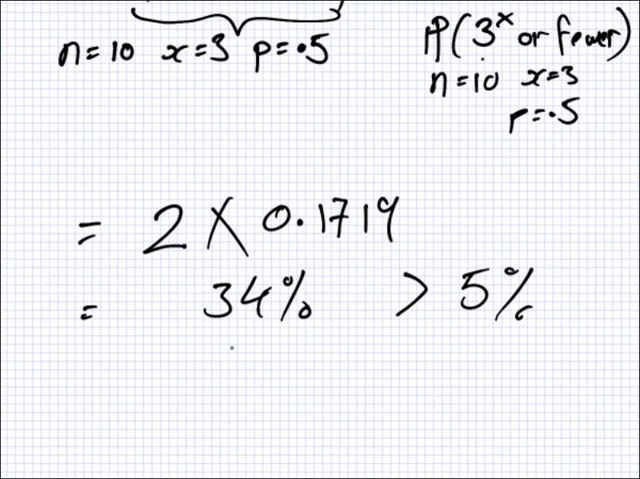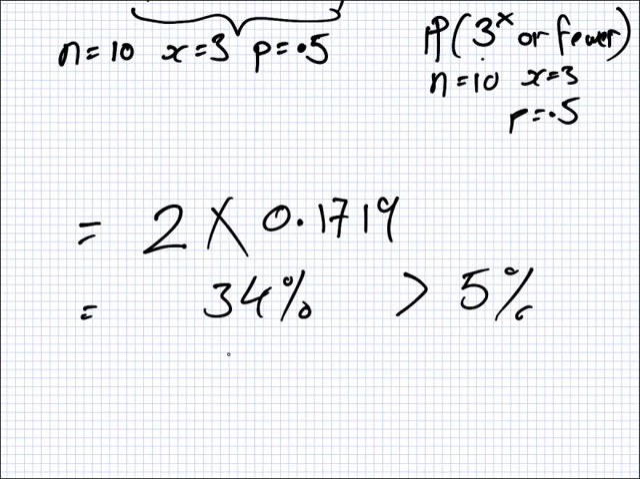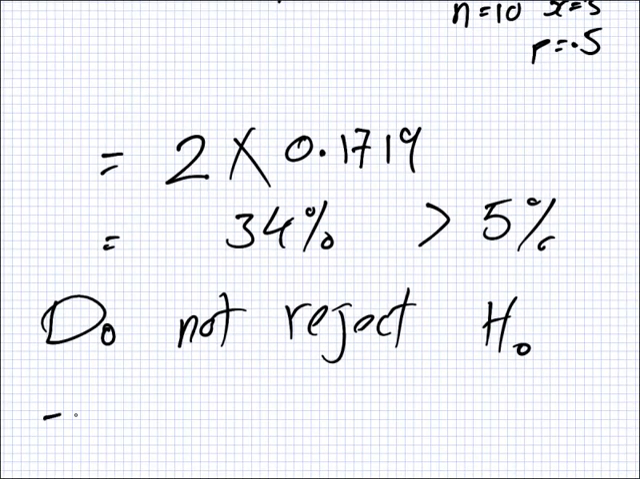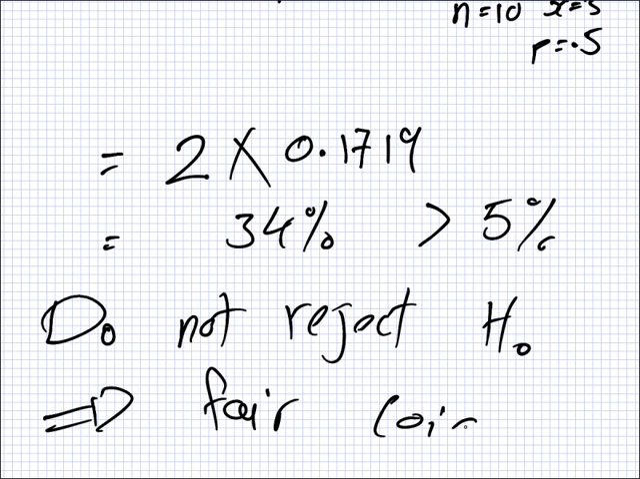Okay, so reject or do not reject? Do not. So our coin is fair. Now guys, you might have guessed that at the beginning. If you flip a coin 10 times and heads shows up 3 times, how many times was it supposed to show up? 5. We kind of know that 3 isn't too far away from what we expected.